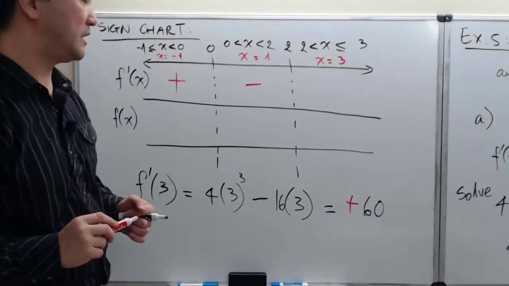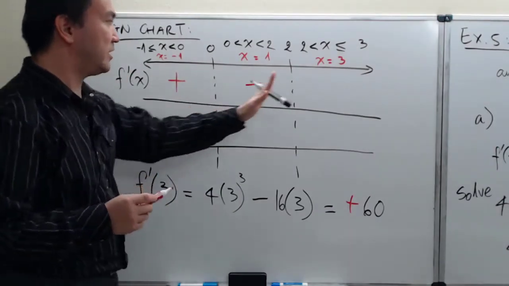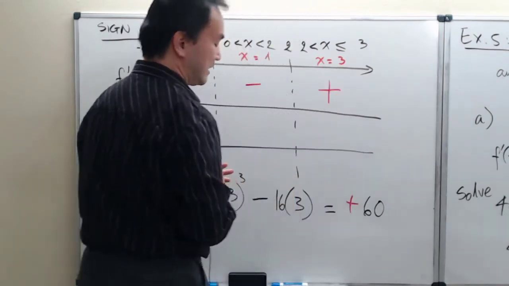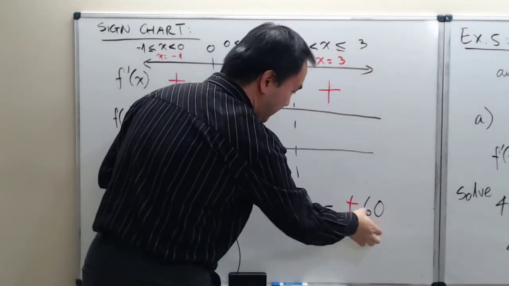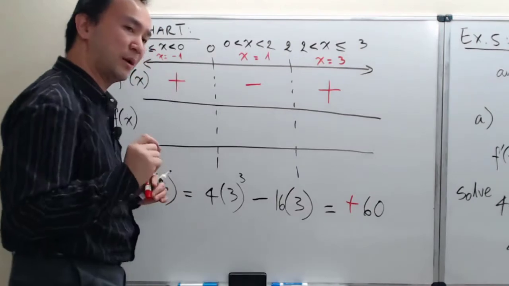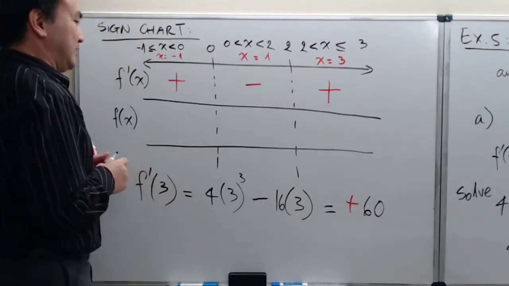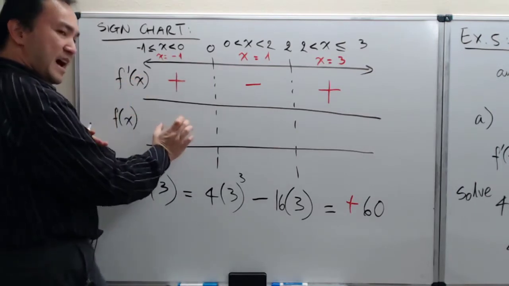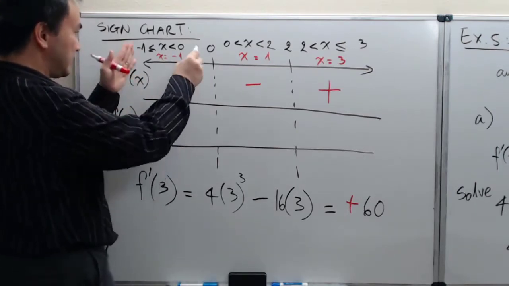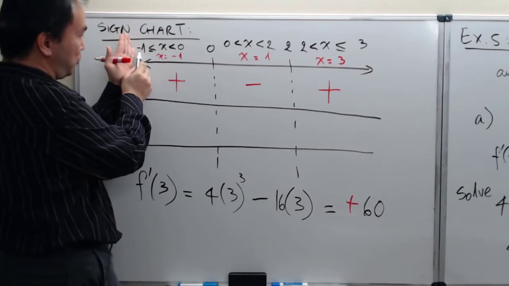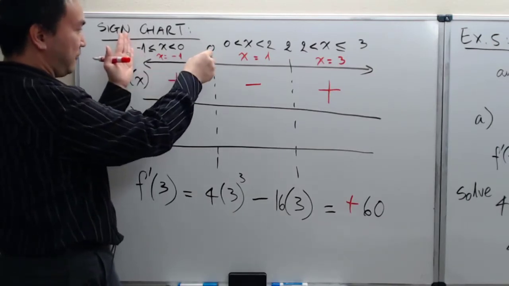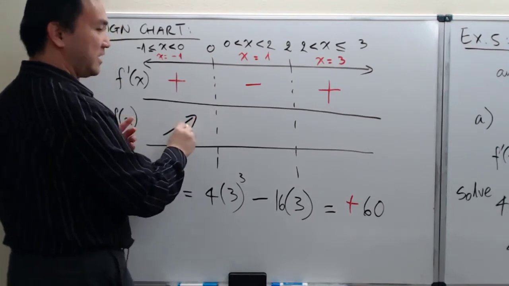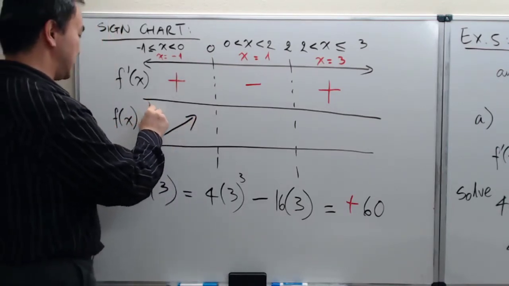So I quickly tested for the sign of my f prime in this interval, and I found out that it was a positive sign. So I'm not too worried about the value itself. This sign right here is what matters for us. Now we completed our sign chart for f prime. That means the function in this interval, anywhere from -1 and before 0 over here, will be increasing in that interval.